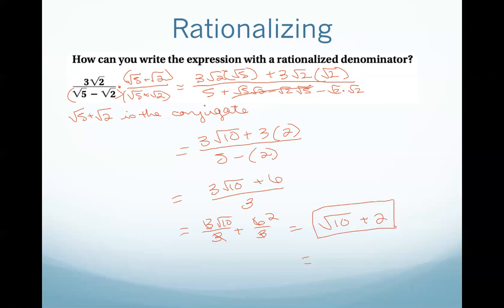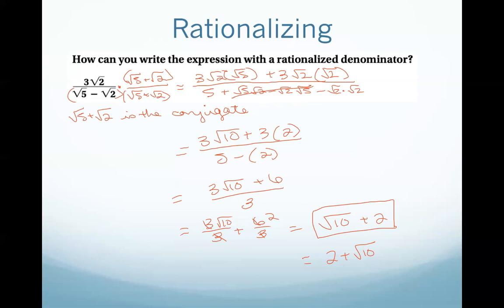If you prefer to write your radical last, you can say 2 plus the square root of 10. Neither one is more correct than the other. They are equally correct. Okay, so the steps that we looked at: first, we found the conjugate of the denominator. Then we multiplied by a giant 1. That required distributing and being very careful with our radicals. Then the rest is just simplifying.